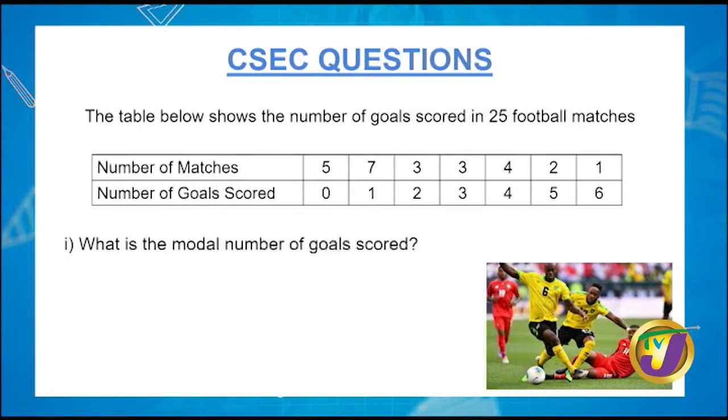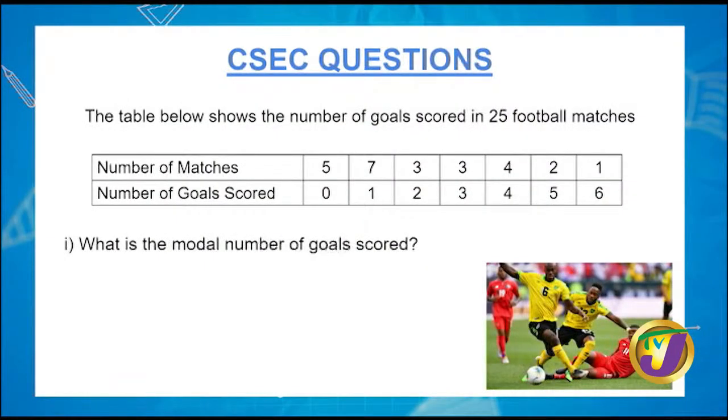So in this case, the number of matches will represent the frequency, and the data would be the number of goals scored. So wouldn't the number of goals scored be the frequency? No, because you're trying to find out how many goals scored. So say, for example, I had 7 matches, and 5 goals were scored during those 7 matches. Then the number of matches in which 5 goals were scored would be 7. Oh, okay. All right.